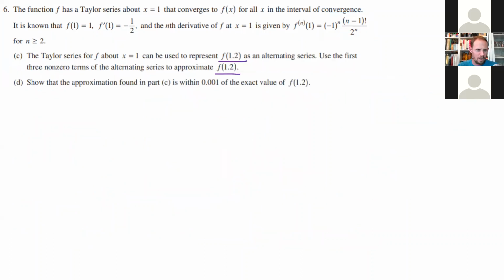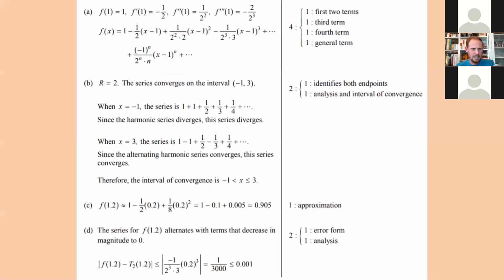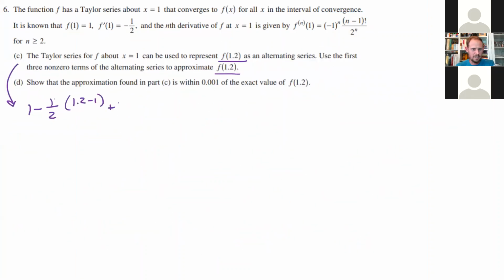So let's see, we've got 1 minus, and then it was 1/2 times 1.2 minus 1, over 1 factorial. Yeah, over 1 factorial, so we don't need to put that. Plus, and then it was 1/4, right? Yeah. 1.2 minus 1 squared over 2 factorial, which is just 2. So those are the first 3 non-zero terms. This is what we call, it's degree 2, p sub 2 of 1.2. All right, and we want to estimate this.